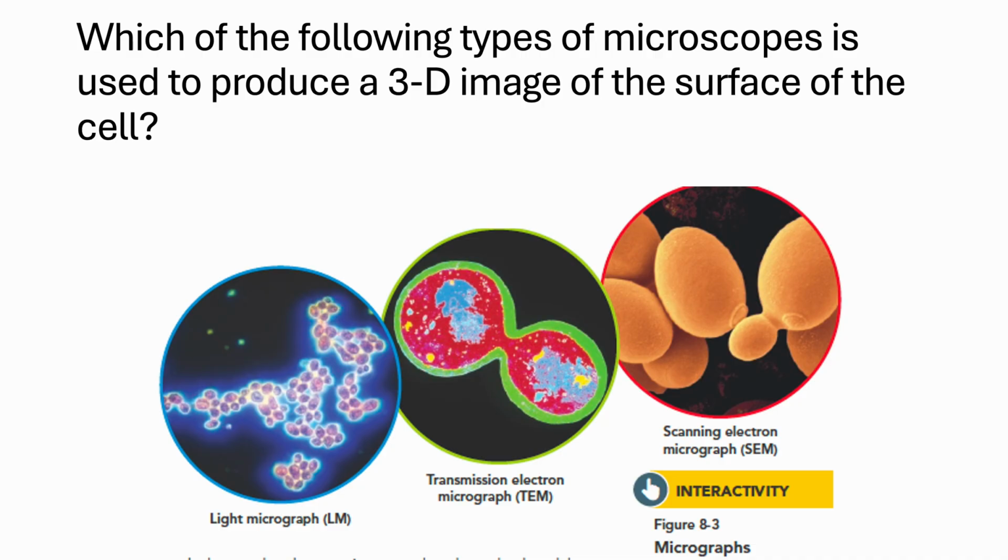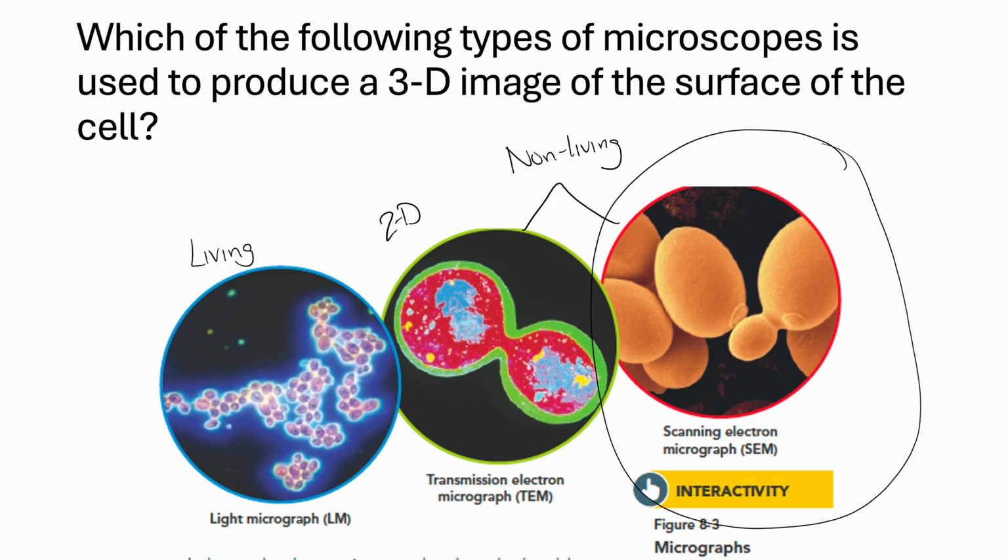When we look at these three images, here's our light microscope. This is the one we can use for living specimens. We add dyes, fluorescent dyes, and you can see how the light is passing up through this particular image. These two, the scanning electron microscope and the transmission, we are only able to use for non-living specimens. In the transmission, you notice it's a 2D image of that thinly sliced layer. The one that produces a 3D image of the surface of the cell is your scanning electron microscope.